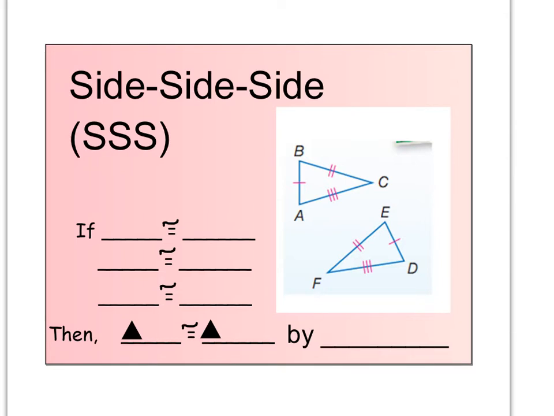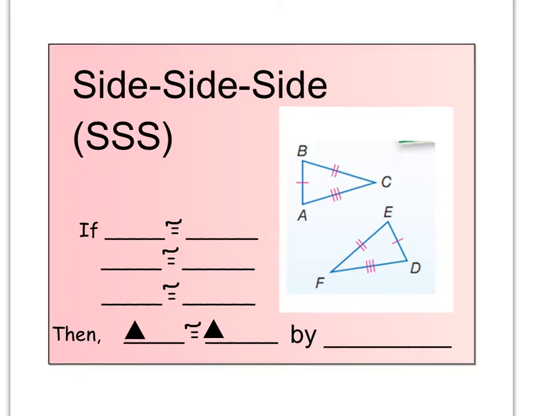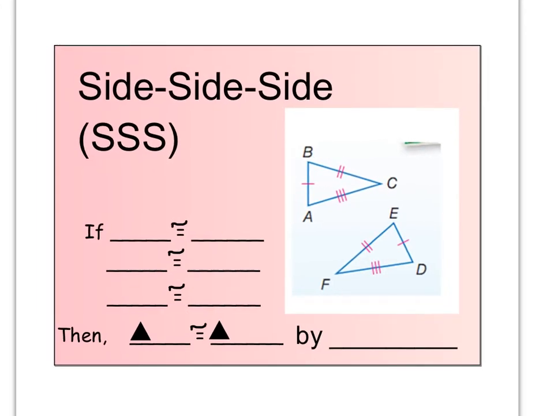If you look at these two triangles, there's a single tick mark, there's a double tick mark, and there's a triple tick mark on each of the two triangles. The three sides in one are congruent to the three sides in the other. That's enough to know that those two triangles will be congruent, and you don't even have to check the angles.